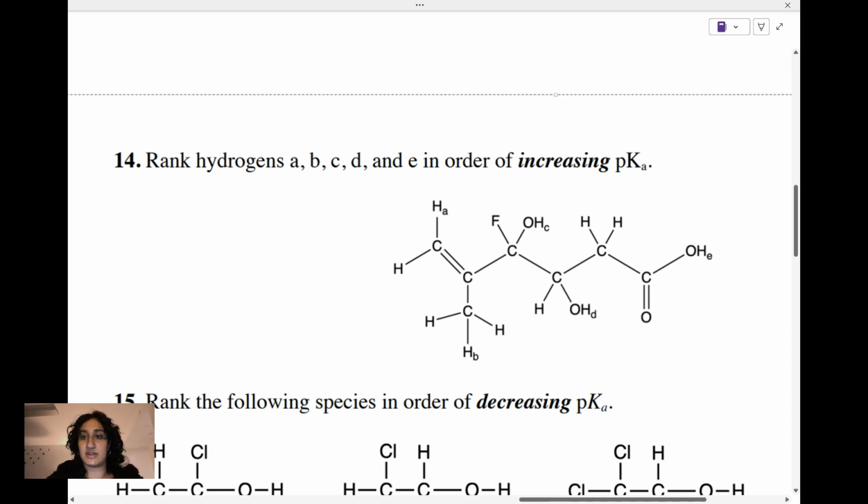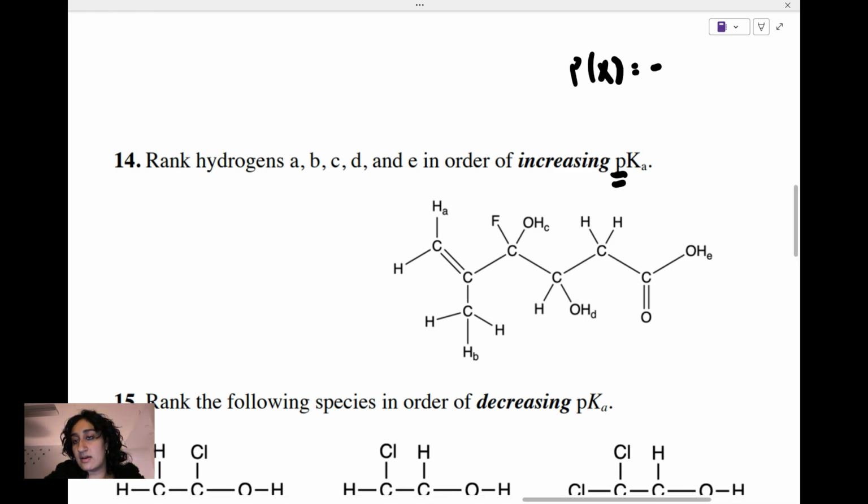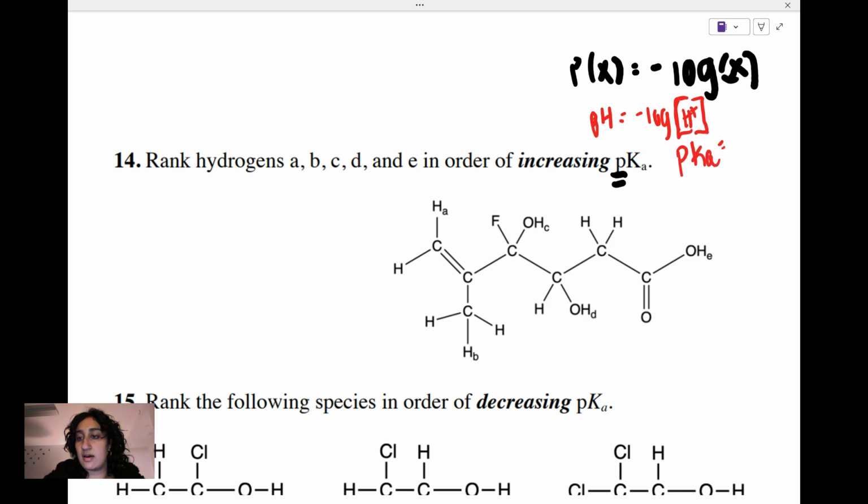Okay, let's actually talk about that first. Increasing pKa. A lot of people get tripped up when they see the P in front of something. P is nothing but a function. So the P of x is the negative log of x. That's why pH is the negative log. pH is a negative log of your hydrogen concentration, right? So pKa is the negative log of your Ka. That's all. That's all that P even means. So Ka, we know that as Ka increases, the strength of your acid increases.